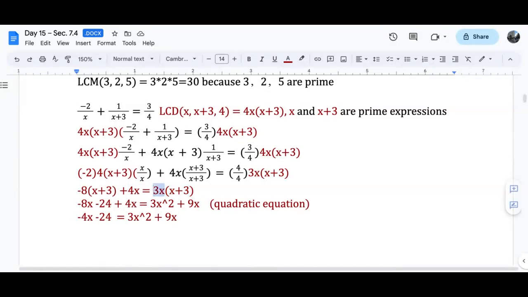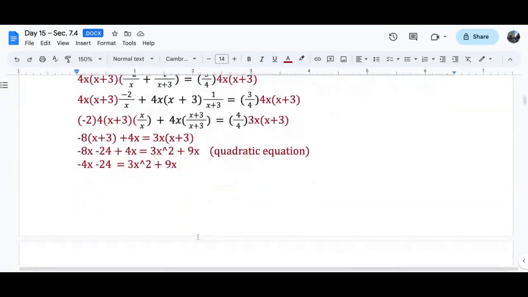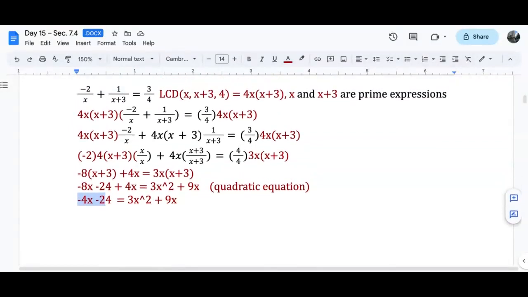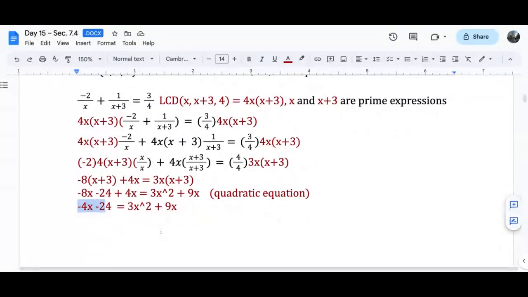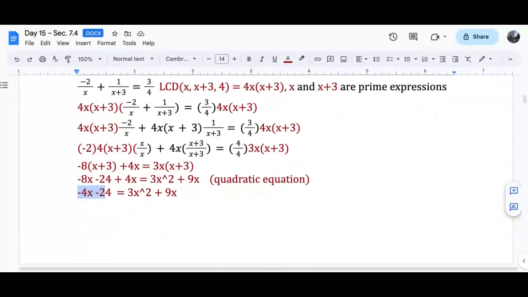Now this plus 4x, 3x times x, that's 3x squared. 3x times 3, that's 9x. Now we combine like terms. We have -8x plus 4x, that's -4x, then minus 24 equals 3x squared plus 9x. Quadratic equation. Right? You see, miraculously, by multiplying the least common denominator, we don't have to deal with the denominator anymore.